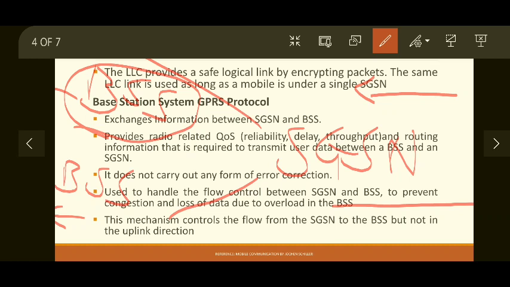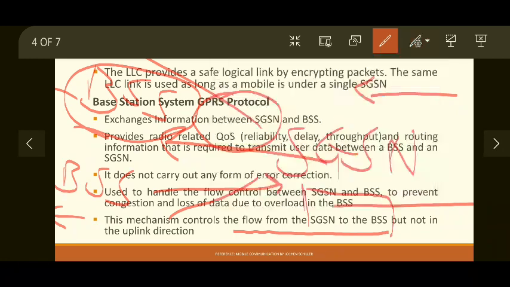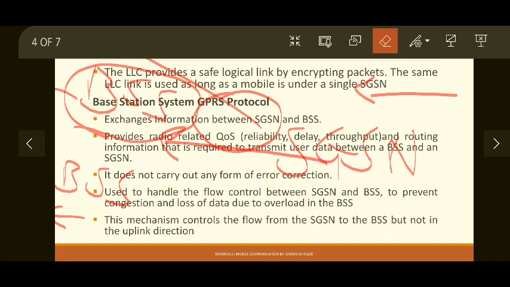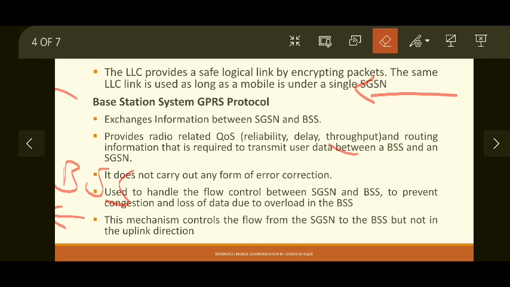So there should be certain flow control from the SGSN towards the BSS, that is the downlink direction. In the uplink direction there will be no such problem, and that's why flow from BSS to SGSN is not controlled and SGSN to BSS is controlled. So flow control works only in the downlink direction and not in the uplink direction.